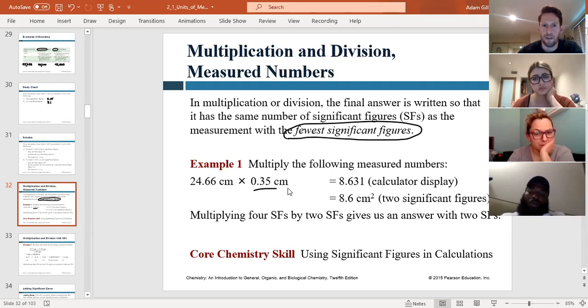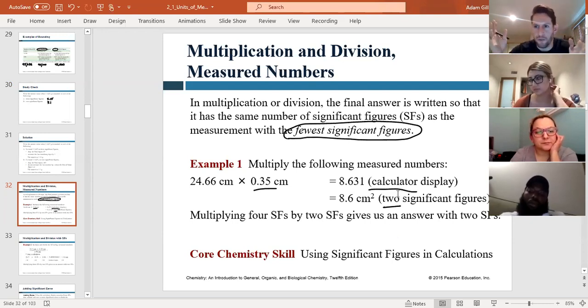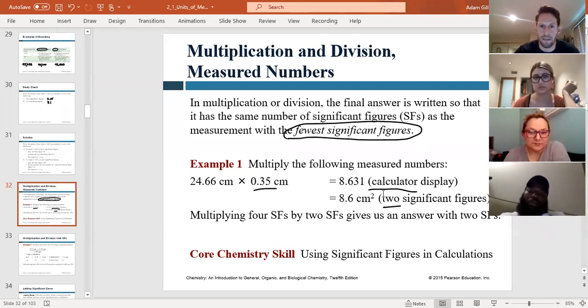So when you do this on a calculator, it's going to spit out 8.631. But that's not correct because you only want 2 sig figs. So you've got to round it to 8.6. Your calculator will always give you a bunch of digits, so always round it to the lowest number of sig figs.